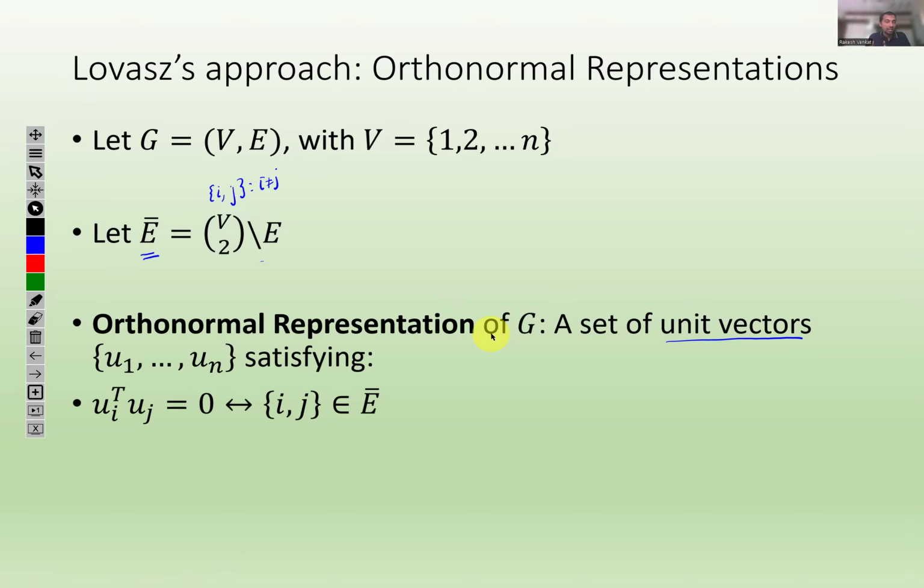And the constraint that we want to satisfy for it to be useful for us in analysis is basically that two vectors should be orthogonal if ij is in E bar. That is, there's no edge between i and j. Again, any two vectors corresponding to vertex i and vertex j are to be orthogonal if ij is in E bar.